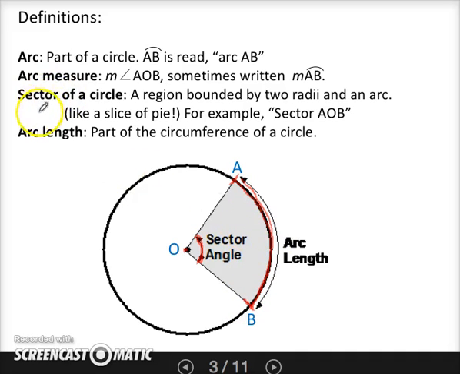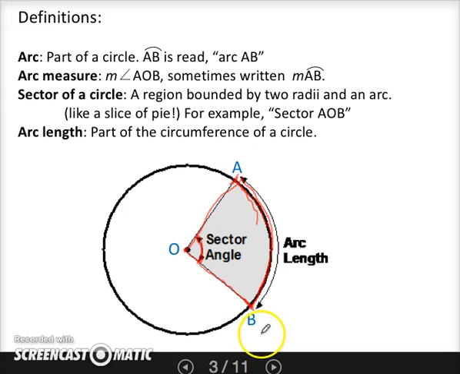A sector of a circle is a region bounded by two radii and an arc. So this gray shaded area is a sector of this circle bounded by this arc and these two radii. It's kind of like a slice of pie. And we would call this sector AOB.